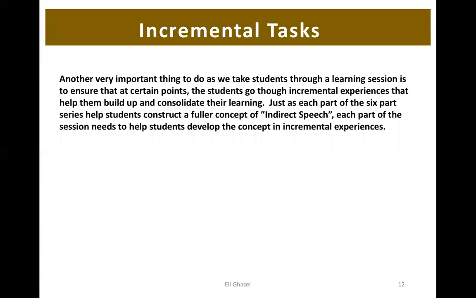Now, what are we doing in the learning part? This is a very important addition to what we have been doing, to explain why we're doing the things the way we do. So the important thing to do as we take students through a learning session is to ensure that at certain points, the students go through incremental experiences that help them build up and consolidate their learning.